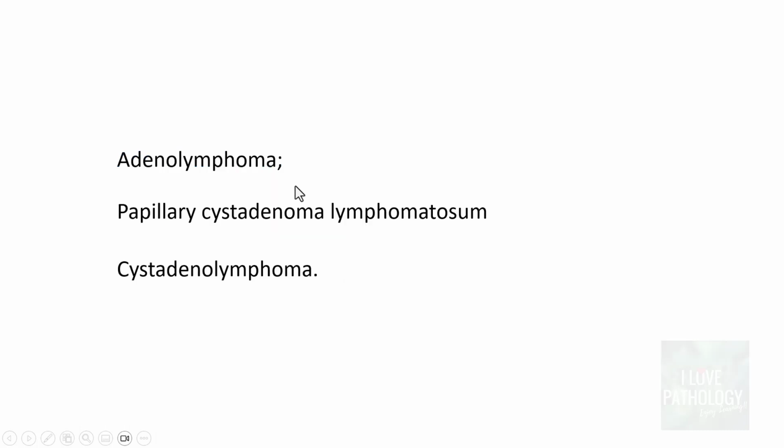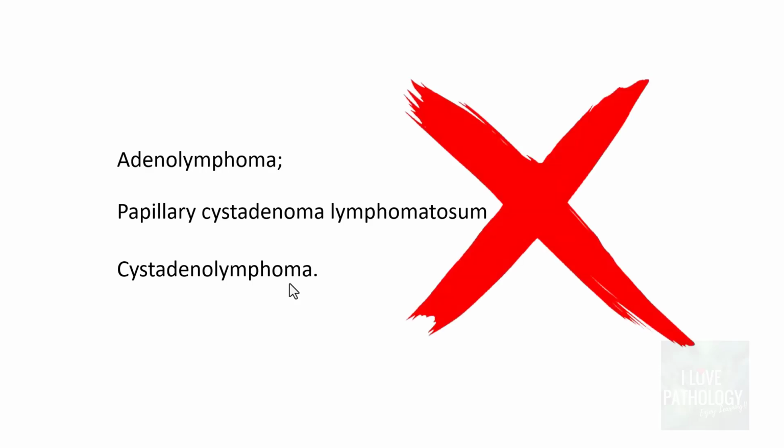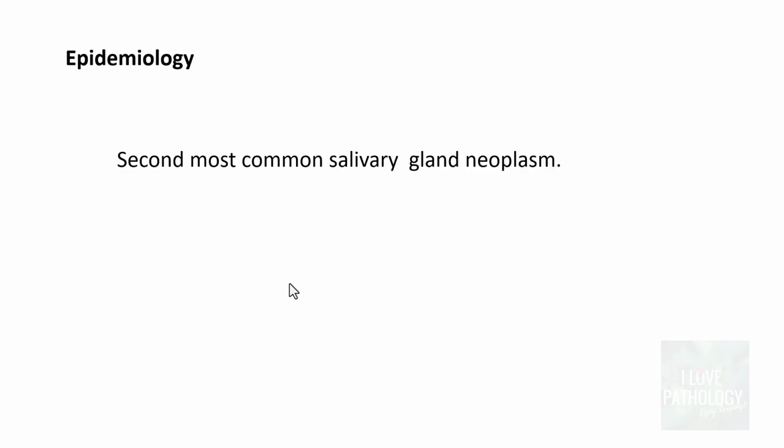So remember, whenever you come across Warthin tumor, you need to also know these three important contributions from Alfred Scott Warthin. This was also referred to as adenolymphoma, papillary cystadenoma lymphomatosum, and cystadenolymphoma. But remember, these are the earlier terminologies. The WHO or the World Health Organization says do not use these terminologies for Warthin tumor anymore, right? This is the second most common salivary gland tumor. What was the most common salivary gland tumor? Yes, that was pleomorphic adenoma, right?